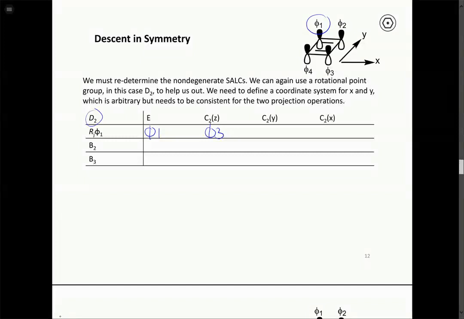And the perpendicular C2s: if we have the Y, it's going to change phi 1 to phi 2. X is going to change phi 1 to phi 4. Alright, so we're going to redetermine the B2G and B3G SALCs using a smaller point group that still preserves the mixing of all the orbitals.